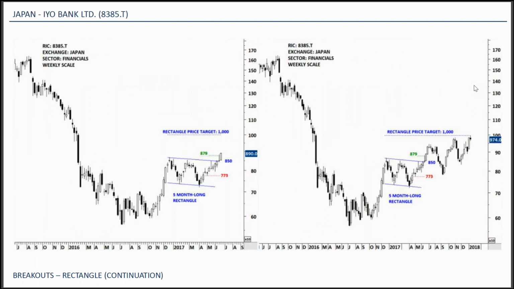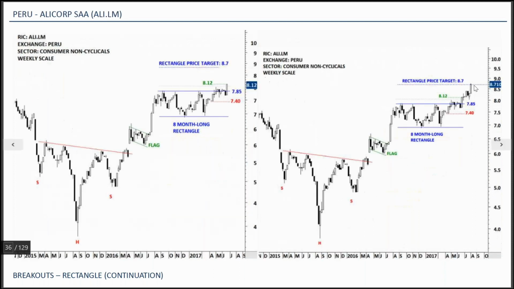Another Japanese bank breaking out of a 5-month long rectangle. It has been a choppy ride. Not all price action breaks out and reaches the chart pattern price target. It can become choppy, but as long as the chart pattern negation level is not reached, I think one should keep it on their radar or in their portfolios and so on.